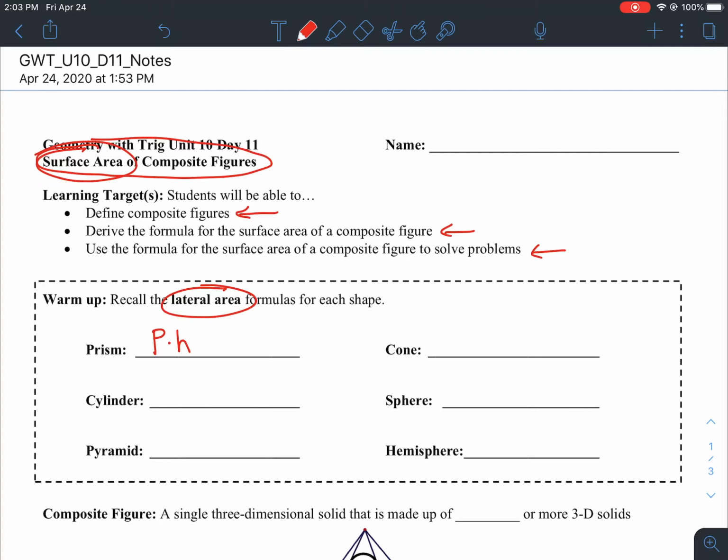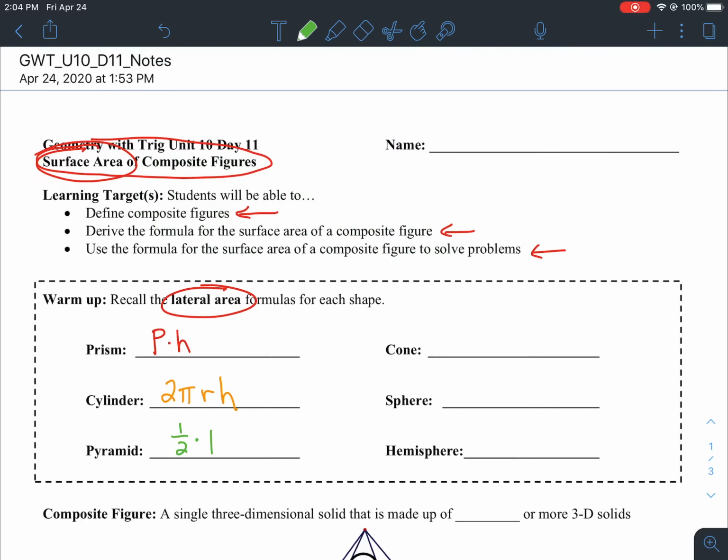Remember, P is the perimeter of the base. It's the perimeter, so the measurement going around the side of the base. H is the height of the figure. For a cylinder, our lateral area formula was 2 pi R H, where R is the radius of the cylinder and H is the height of the cylinder.